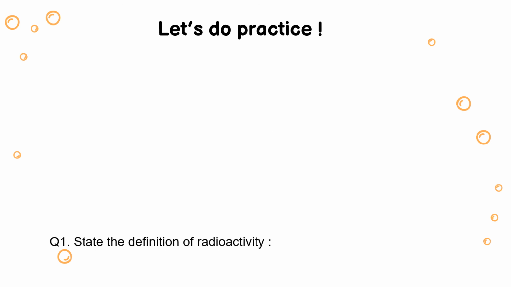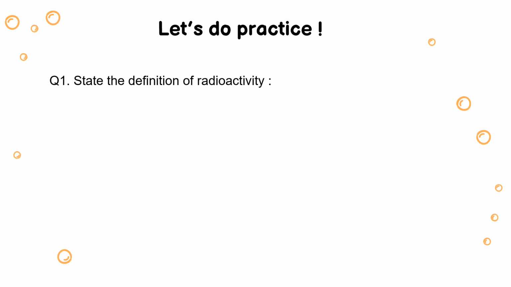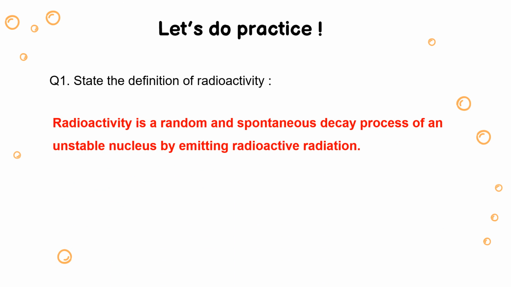So, from the previous slides, it means that we have already covered today's lesson. To test your understanding, let's do some practice. First question, state the definition of radioactivity. The answer is: radioactivity is a random and spontaneous decay process of an unstable nucleus by emitting radioactive radiation.